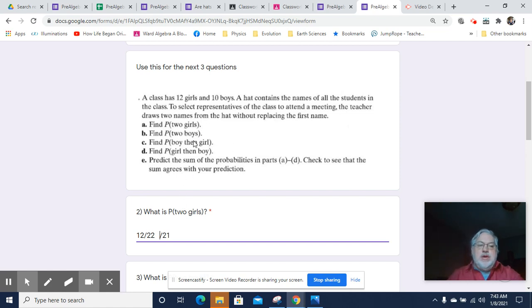And what's the probability of getting the second girl? Well, now, if they got the first girl, then there are 11. So this is a dependent probability, which makes the first event alter the second event. So now that's why it went down to 11 out of 21 for the second pull.